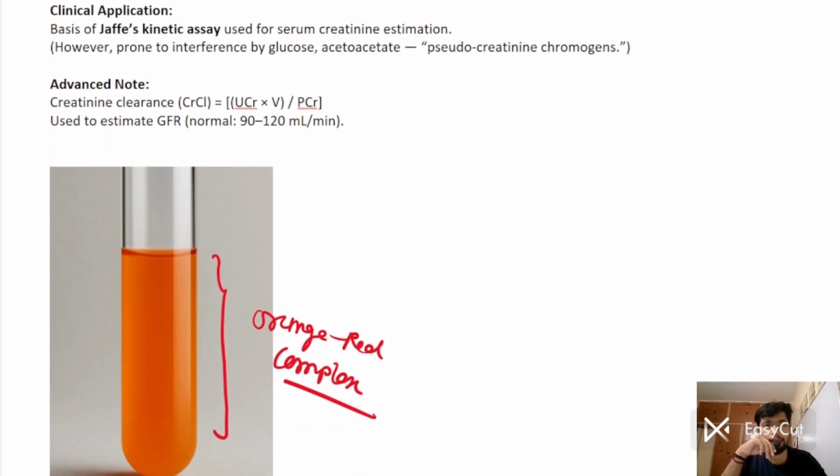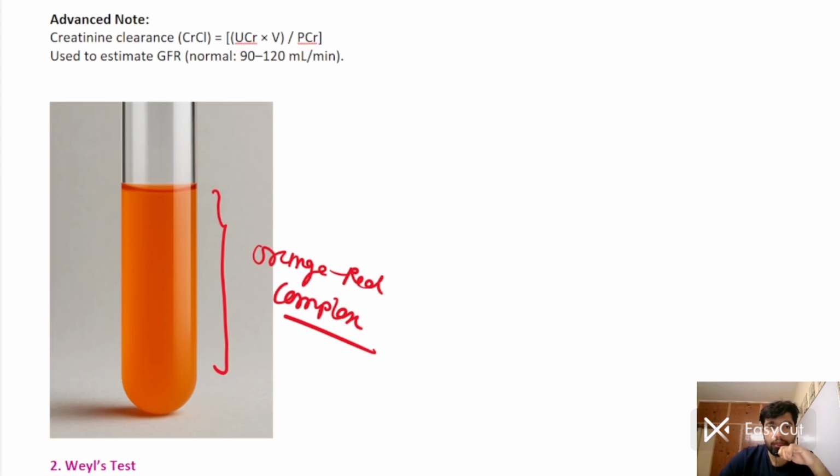What is the clinical application? Whenever you want to measure serum creatinine level, you will take a standard assay, that is Jaffe's kinetic assay, to measure serum creatinine. And whenever we measure it in our lab, when we follow the colorimetry practicals, it is Jaffe's method to measure serum creatinine. I hope things are very clear.